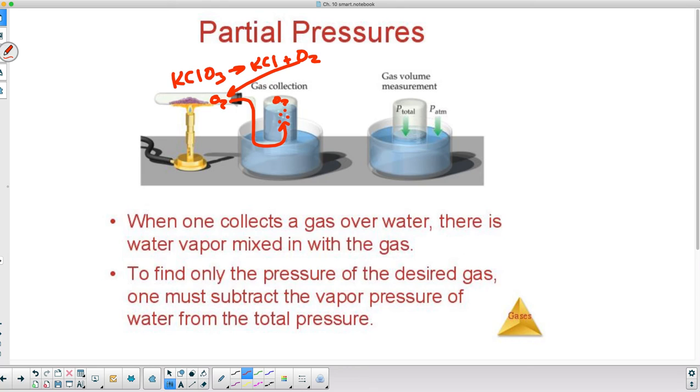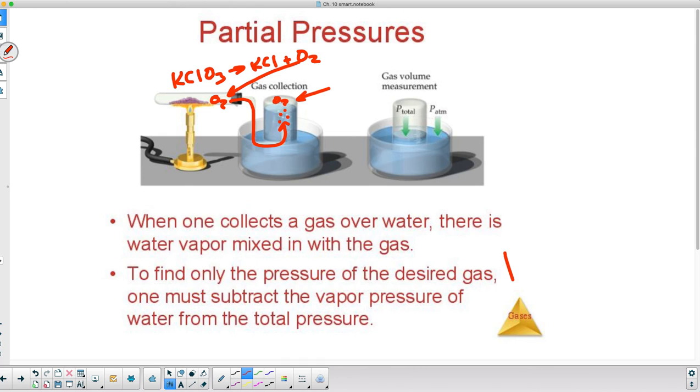We all know that water evaporates, and it evaporates depending only on the temperature. So we can find out exactly how much pressure water vapor provides as part of the total gas being collected at the top of the beaker. Maybe I should say at the bottom of the beaker, because this is a beaker that's flipped over. To find the pressure of the desired gas, one must subtract the vapor pressure of water from the total pressure.